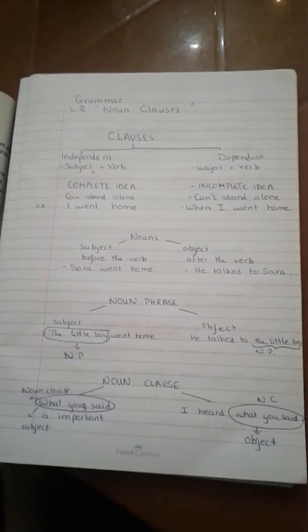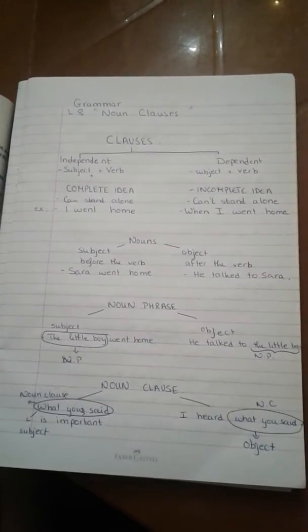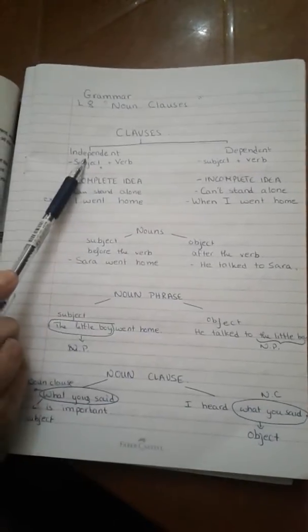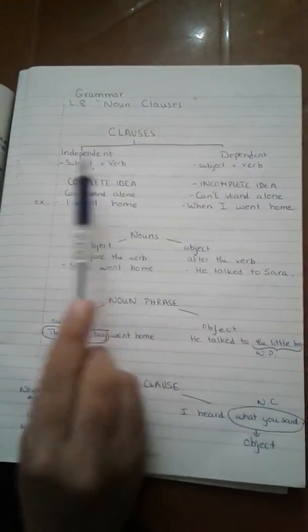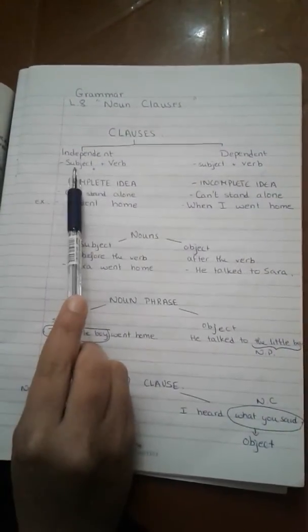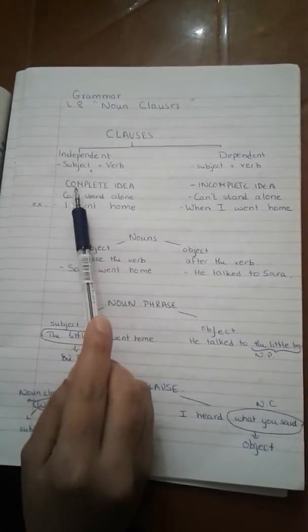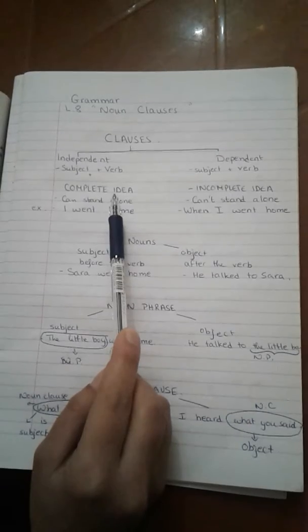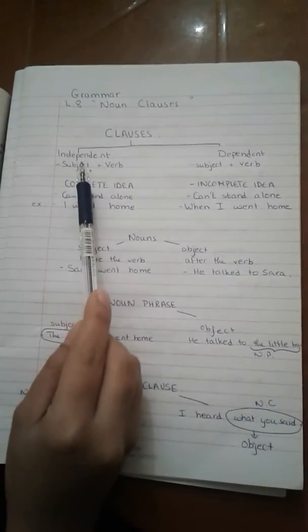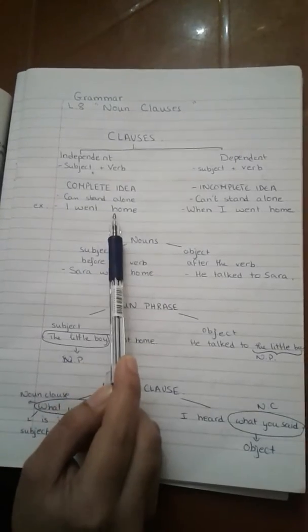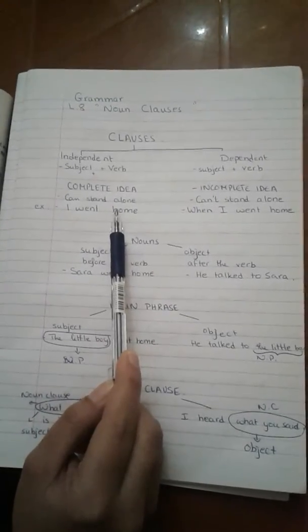What's a clause? A clause is a group of words that contain a subject and a verb. We have two different types of clauses, the independent clause and the dependent clause. The independent clause contains a subject and a verb because it's a clause at the end of the day. Plus, it provides a complete idea. So when a person is talking to you in an independent clause, you would understand. For example, I went home. So you understand I went home.